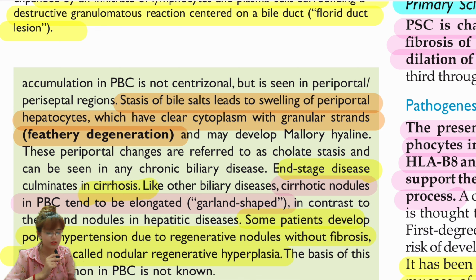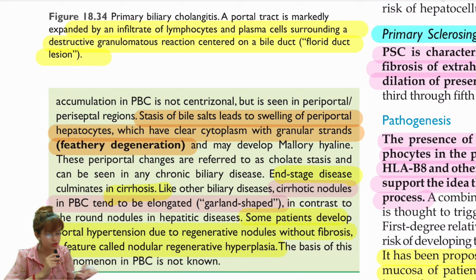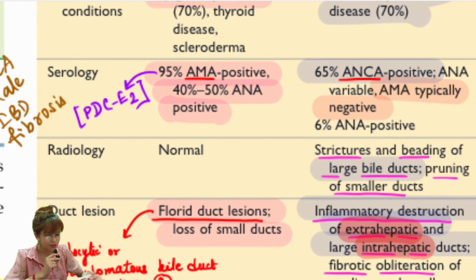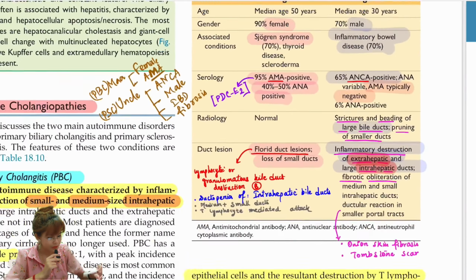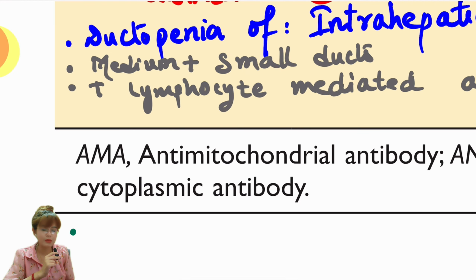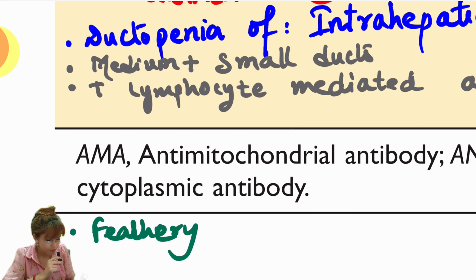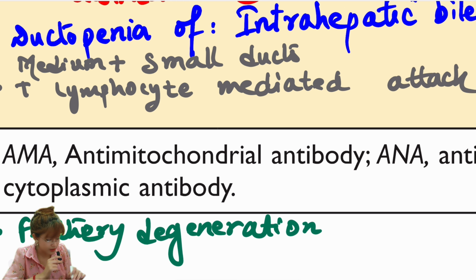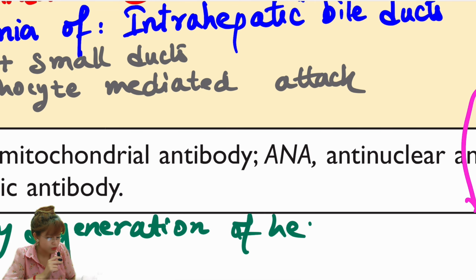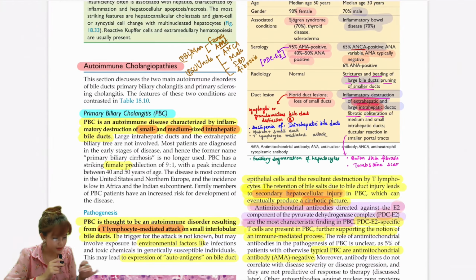I've already mentioned before that there is hepatocellular injury along with the bile duct injury. So this is also an important point, and I'm going to write it down over here. Although there's no place here, this is going to be the point that I'm going to write: feathery degeneration of the hepatocytes, right? And why hepatocytes? Because you know that there is also hepatocellular injury along with the bile duct injury.